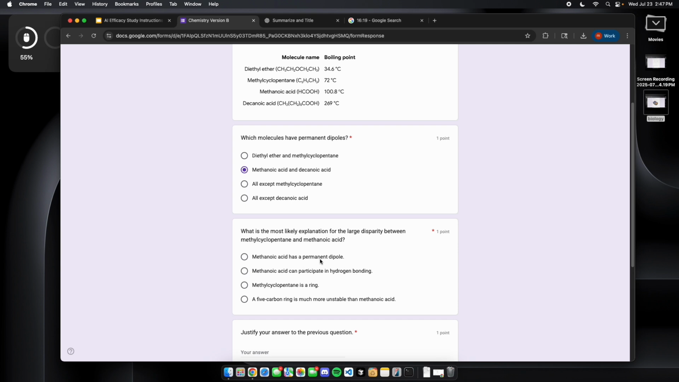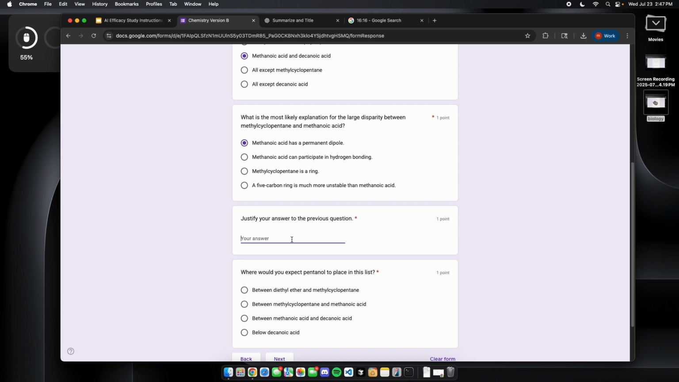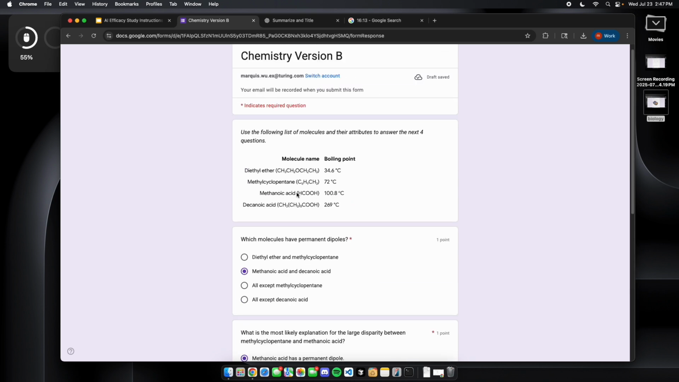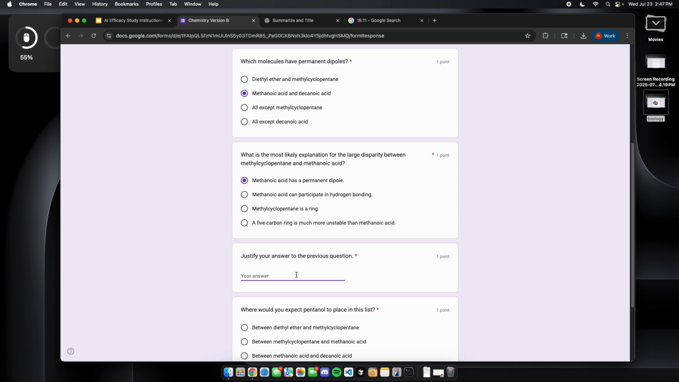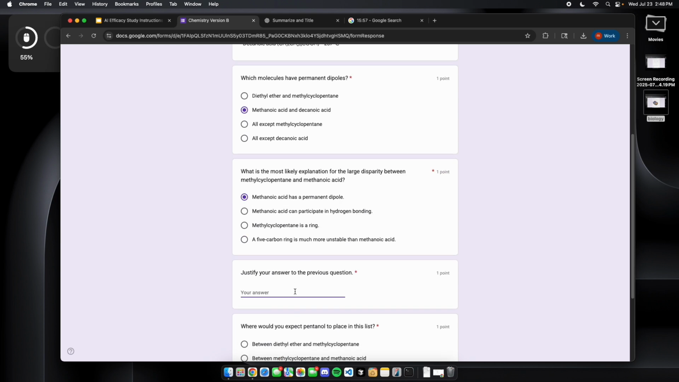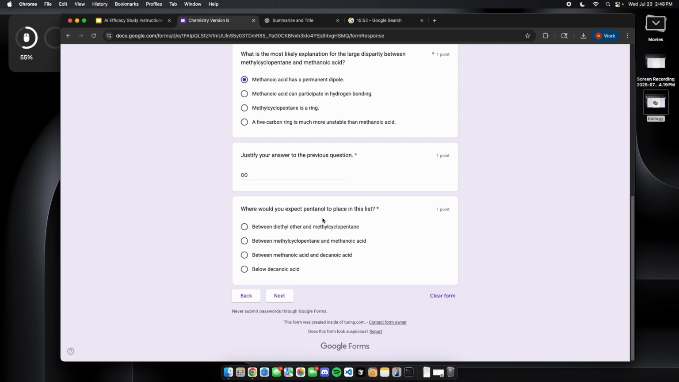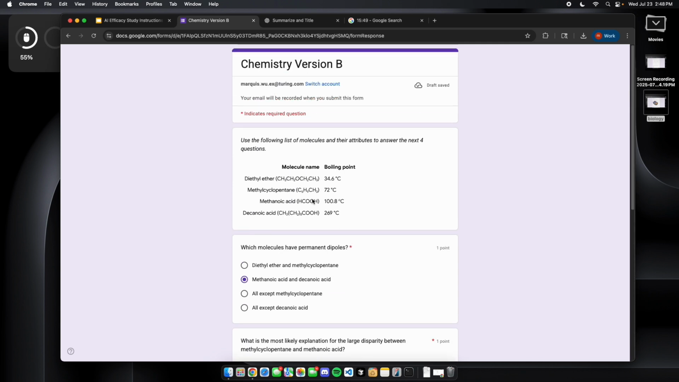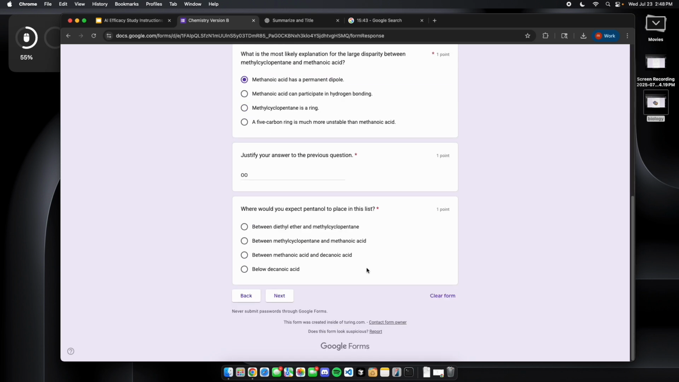I think methanoic acid has a permanent dipole. I forget the reasoning, but I do. I think it has something to do with the 2 O's, right? Where would you expect pentanol to place in this list? Pentanol would be, well, definitely below here. I'll probably put it above, yeah, right here, between these two.